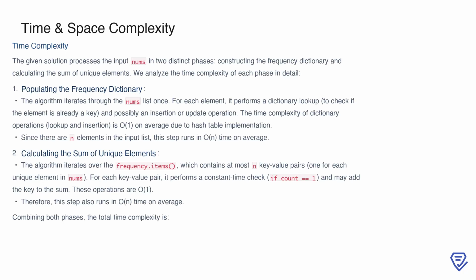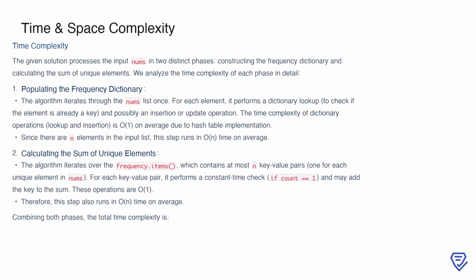To analyze the time complexity of the given solution, we break it into two distinct phases: constructing the frequency dictionary and calculating the sum of unique elements. In the first phase, we iterate through the nums list once. For each element, we check if it is already present in the dictionary and either update its count or insert it as a new key. Dictionary operations like lookups and insertions have an average time complexity of O(1) due to the hash table implementation. Since we perform these operations for all n elements in the list, the time complexity for this phase is O(n) on average.